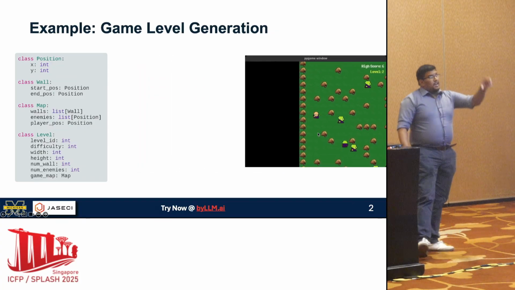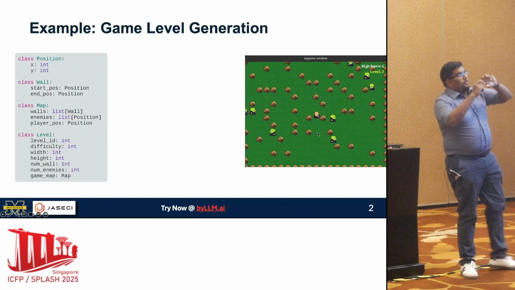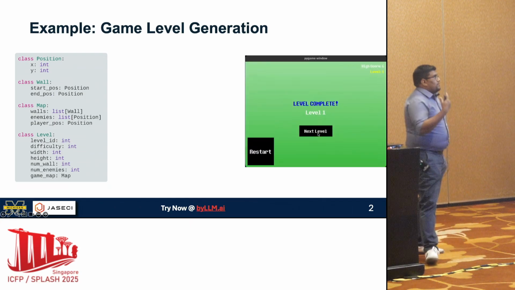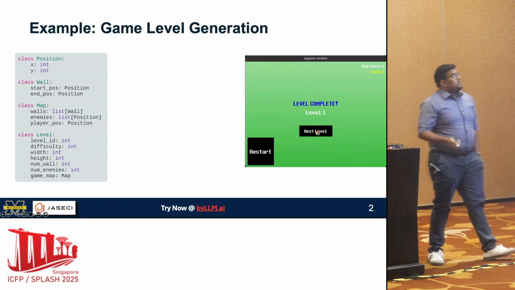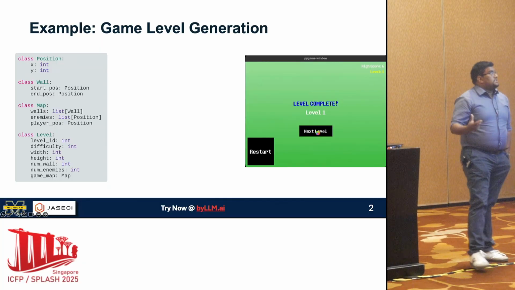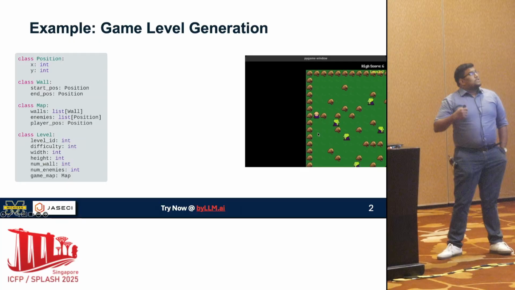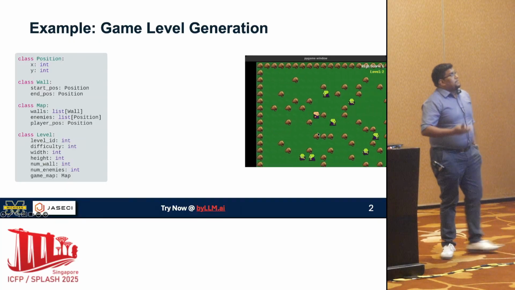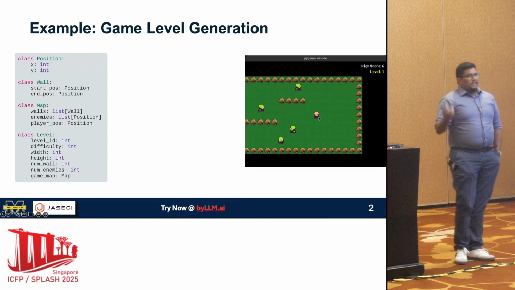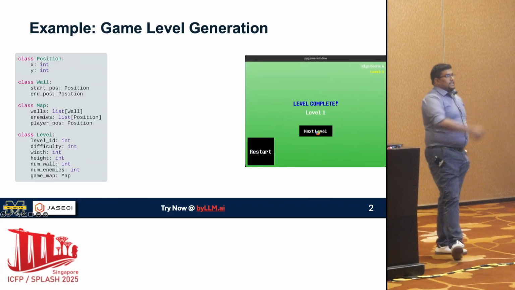This is the data structure that represents the map. We start with the position: x, y, a coordinate of integers. Then we have the wall data type, which has a start position and an end position, both of position type. Then we have map, which has walls, a list of walls; enemies, a list of positions; and player start position as a position type. And then we have level, which also contains other metadata along with the map object itself.